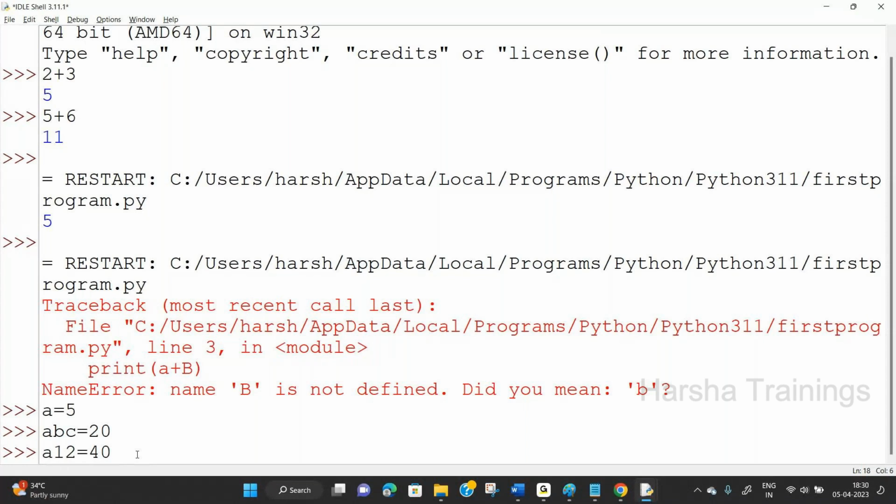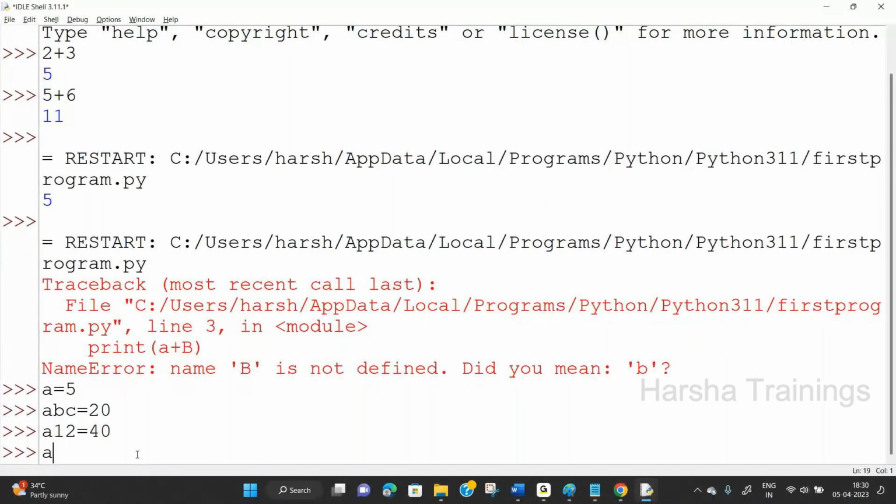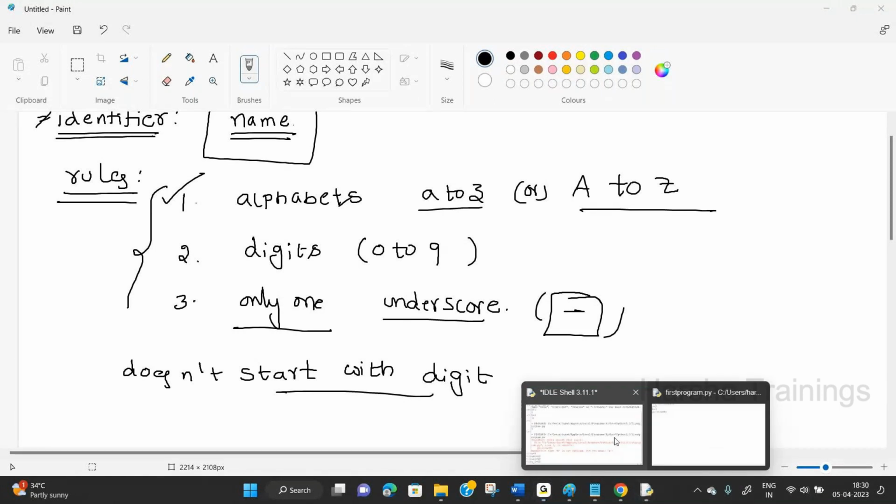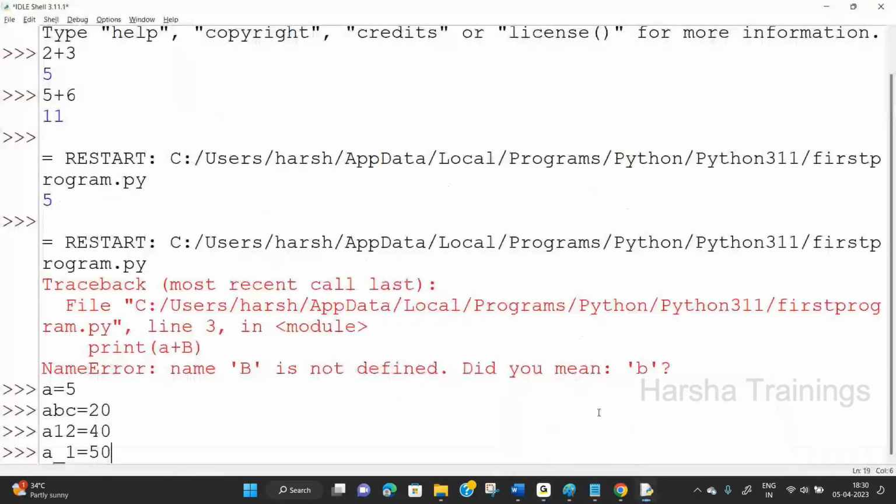Now A underscore 1 is equal to some 50. Valid or invalid? Why? Special character underscore, I already wrote the point. See this one. Only one special character, underscore, is allowed. So underscore is allowed, 100% that is valid.